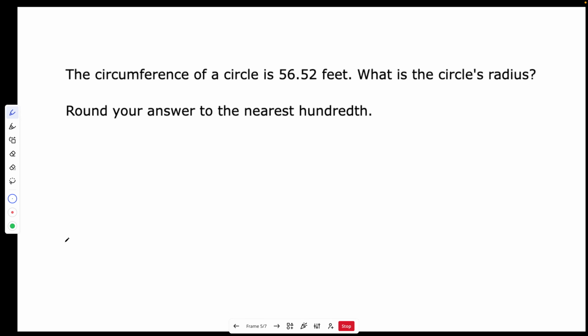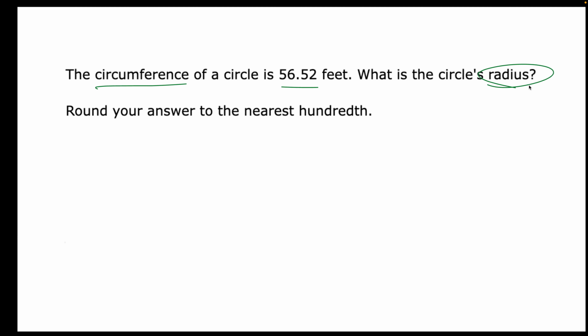All right, now this one says the circumference of a circle is 56.25 feet. What is the circle's radius? Round to the nearest hundredth. So in this one, it's kind of backwards. They give you the circumference, and they say, what was the radius that gave me this answer?